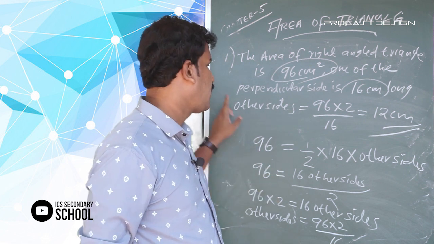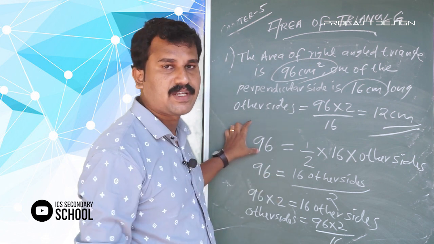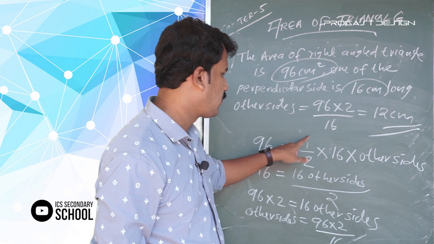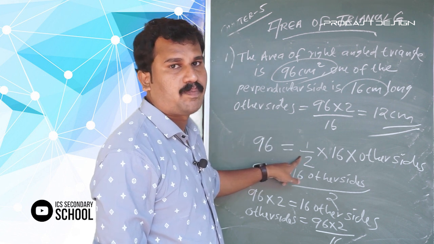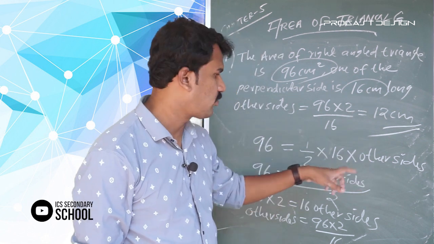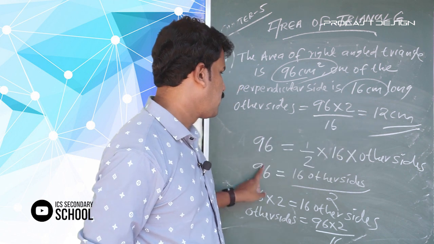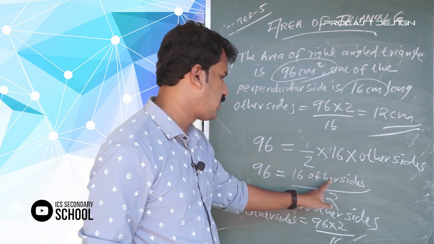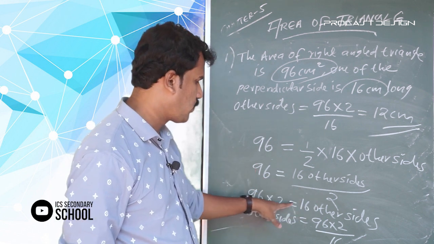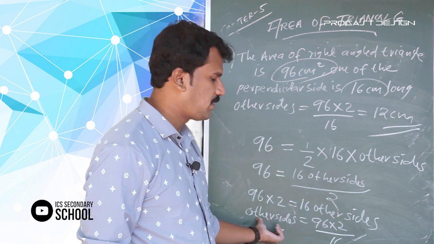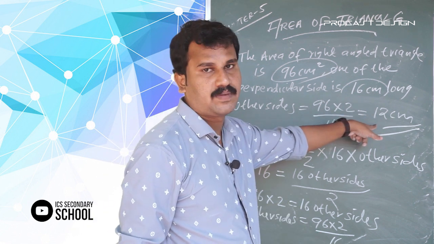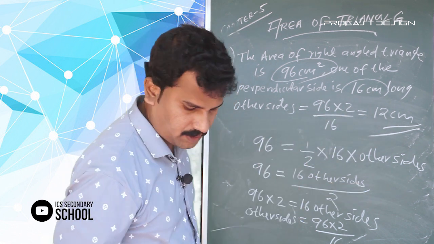So here we know that the area of a right angle triangle means half into the product of the perpendicular sides. The area given is 96, equal to half into 16 into the other side. Then 96 into 2 equals 16 into the other side, so the other side length equals 96 into 2 by 16, that is 12 centimeter. Got it? Yes.